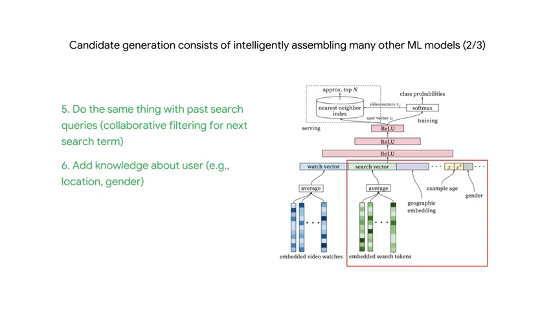Location is important, so users can see localized videos, and also because of language. Gender may be important because perhaps there are differences in preference based on that. All of these are features added as inputs to our deep neural network.